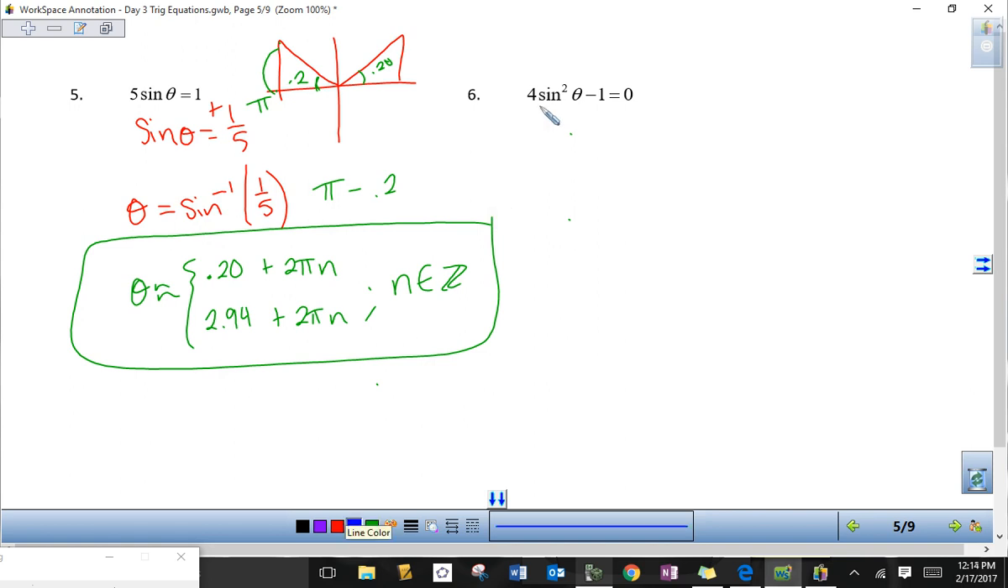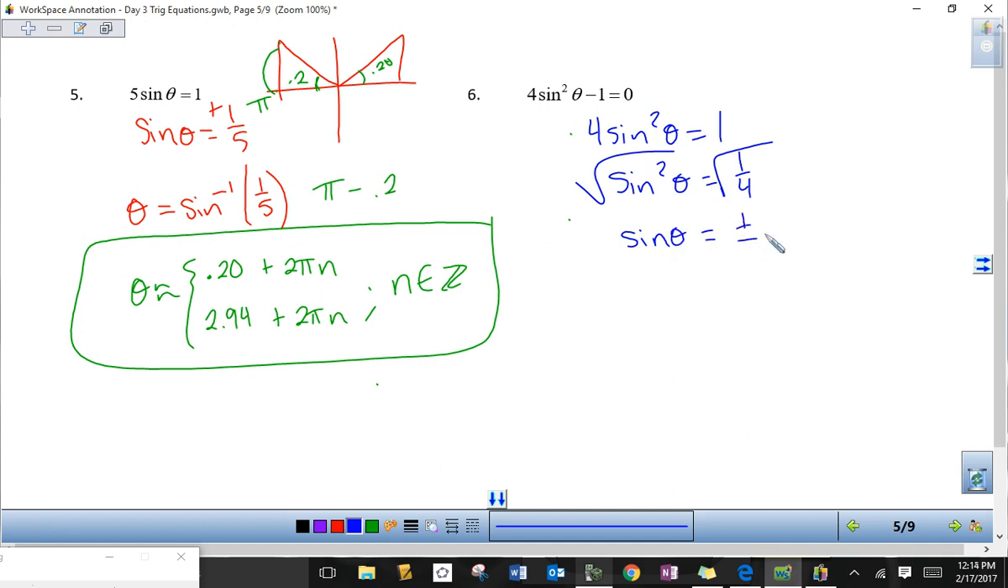On the next one, we need to get sine by itself. First step is to move over that 1. Then we'll divide by 4. And lastly, we need to take the square root. Remember, when you take the square root, you've got plus or minus.